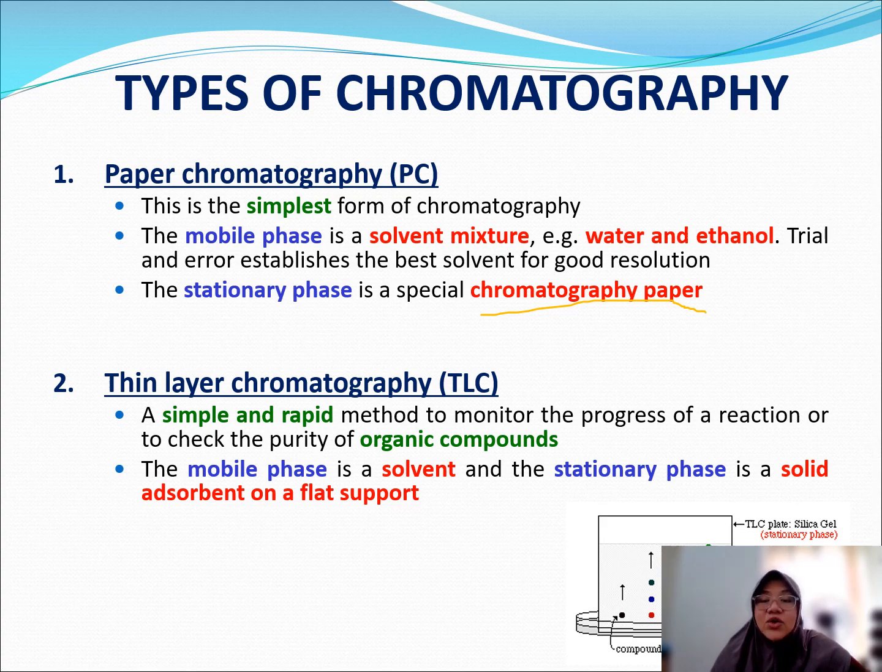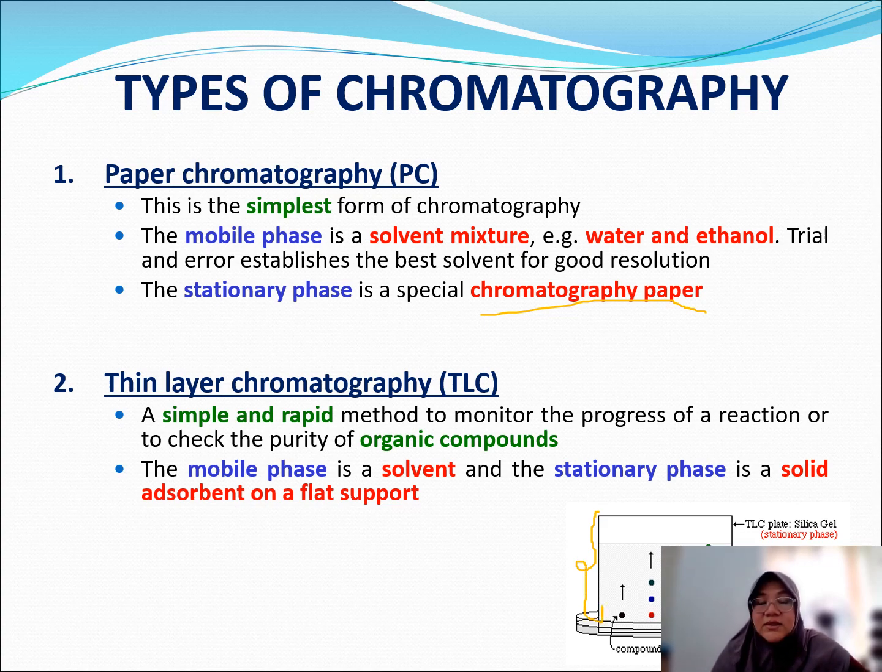Next is thin layer chromatography. Thin layer chromatography is almost the same as paper chromatography, where it is dipped into the solvent, and the solvent will become the mobile phase, and the mobile phase will bring the pigment along this plate. The difference from paper chromatography is that thin layer chromatography does not use paper but uses this TLC plate, the thin layer chromatography plate.